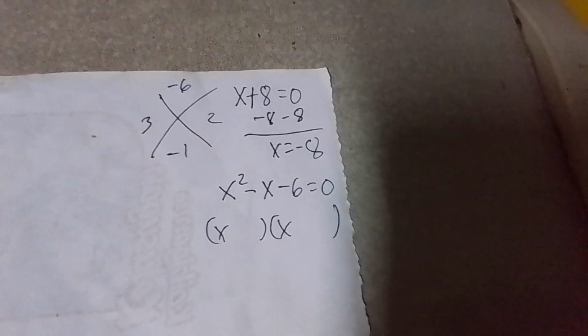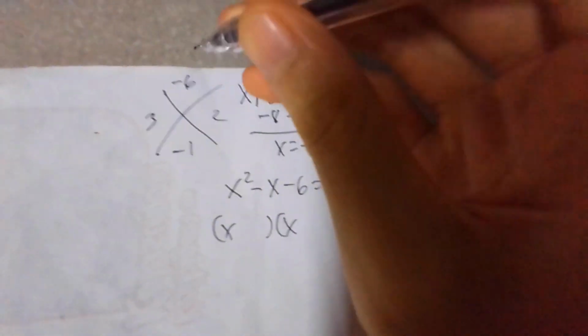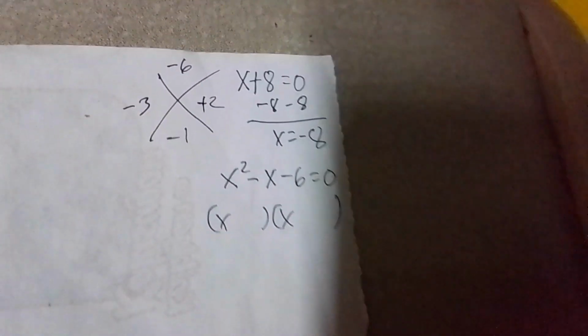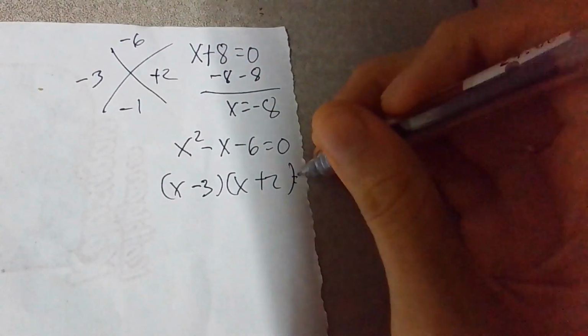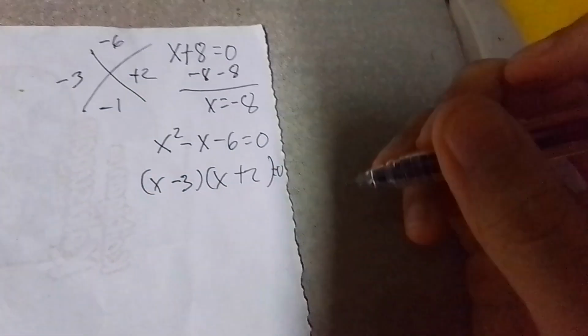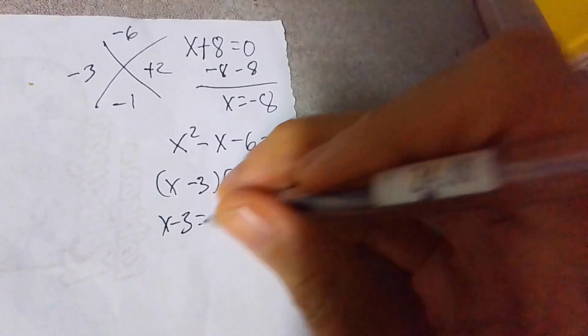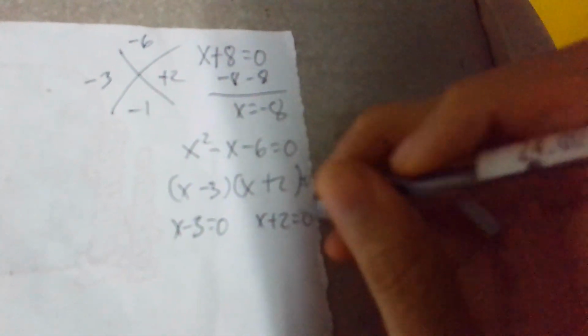Which one? Yan, it should be negative 3 because it says here negative 1, diba? So negative 3 and positive 2. So x is equivalent to negative 3 and x is positive 2. Then set it equal to 0. Then we solve for each one. x minus 3 equals 0 and x plus 2 equals 0.